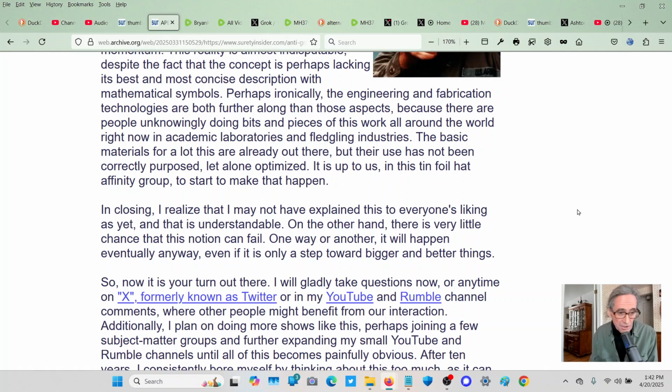But their use has not been correctly purposed, let alone optimized. It is up to us in this tinfoil hat affinity group to start to make that happen.